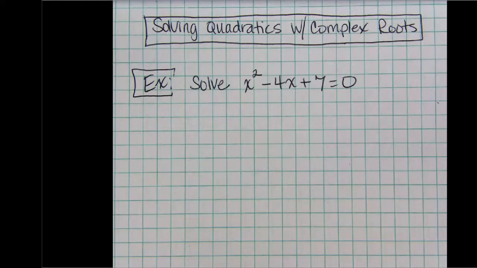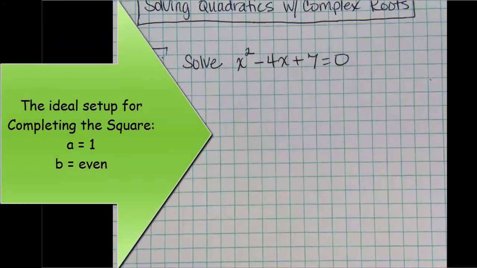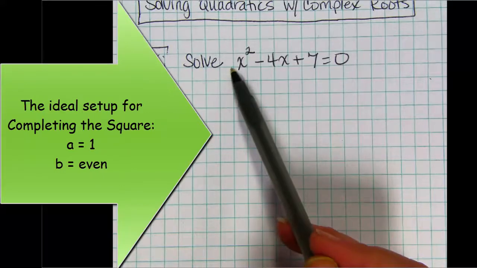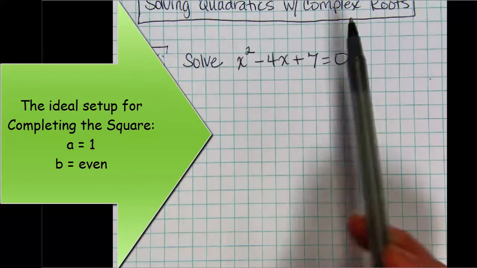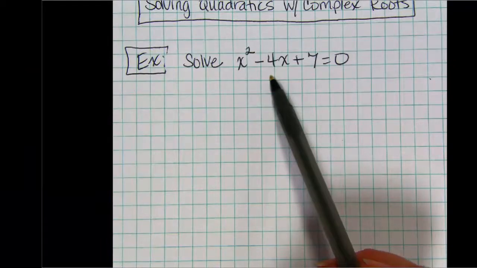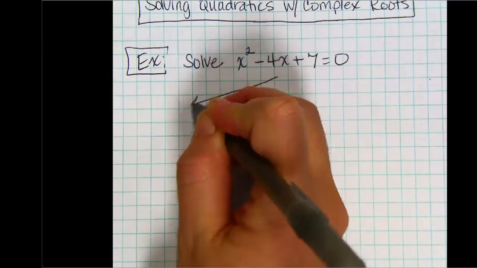So here we go. I have x squared minus 4x plus 7 equals 0. This is ideal for completing the square because a is 1. I do not need to divide through by anything. And b is even, so when I do half b, I'll stay with a nice number. I won't end up with fractions. So the first way I'm going to show you how to solve this is by completing the square.